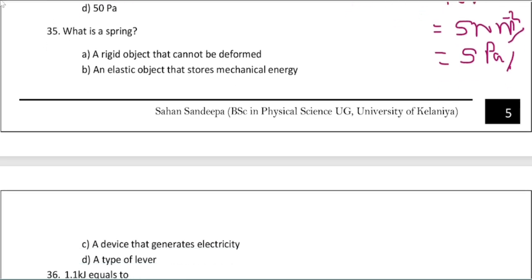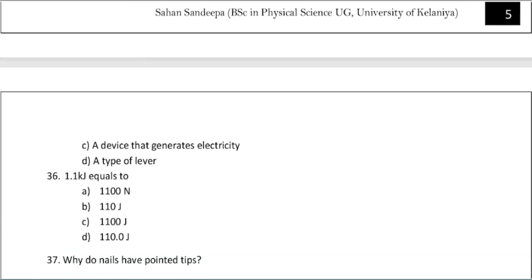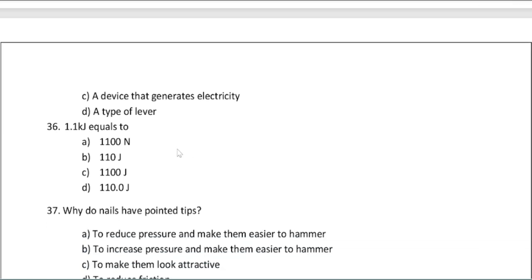What is speed? Elastic object that stores mechanical energy, right? Read the other answers. The other answers are very light, right? Rigid objects that cannot be deformed, no. A device that generates electricity, no. A type of liver, no. There are mistakes, right?